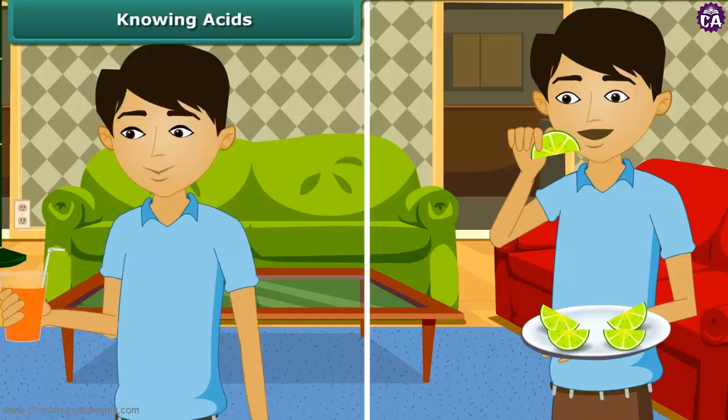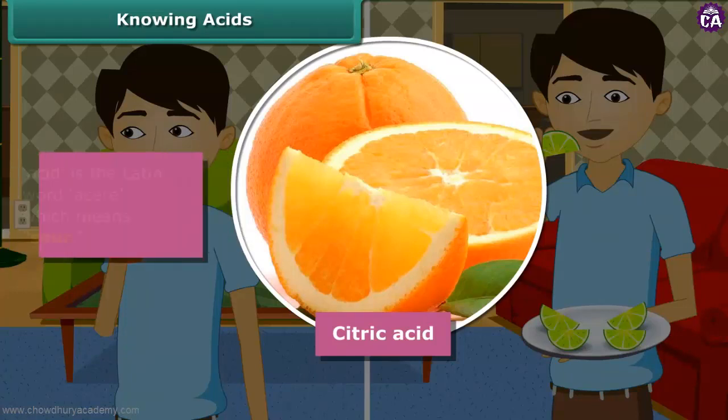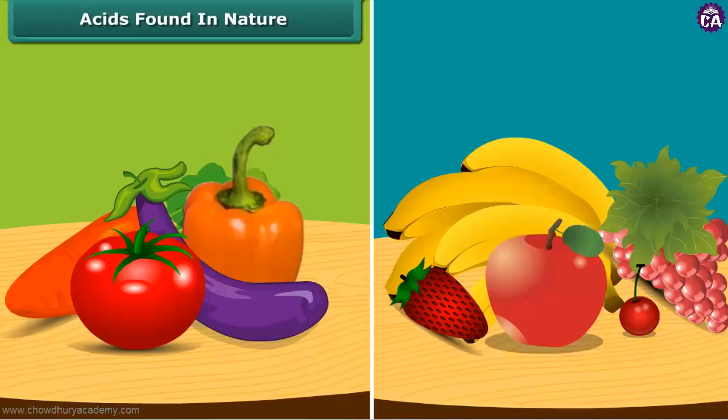Many of us like the sour taste of food. You must have noticed that sometimes juices we sip are sour in taste. Generally, sour tasting substances contain acids. Some fruits contain citric acid, which is sour in taste. The origin of the word acid is the Latin word acer, which means sour. Acid is found in natural substances like fruits and vegetables.